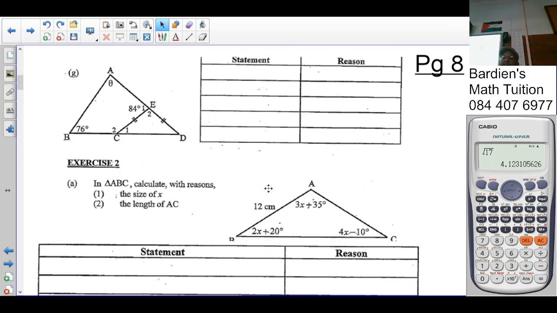If you have a problem with all the geometry, where must you go? Grade 8. You look in grade 8 paper 2. There are videos there dealing with grade 8 geometry. But now, we're going to sort you out in terms of grade 9.